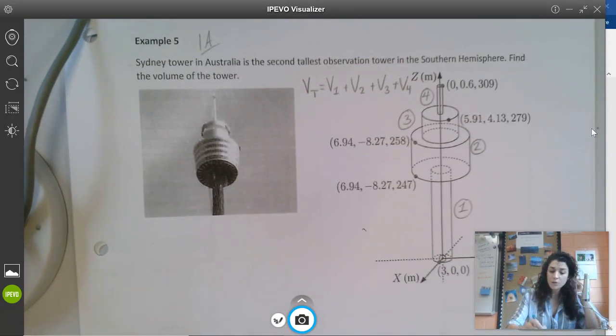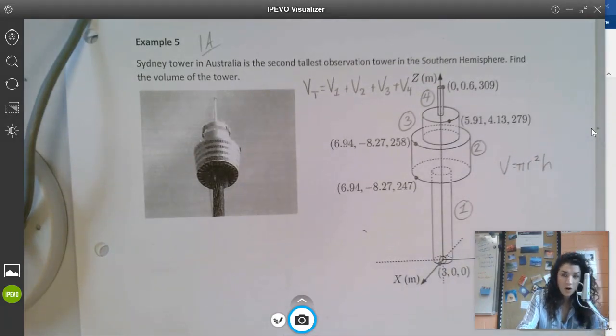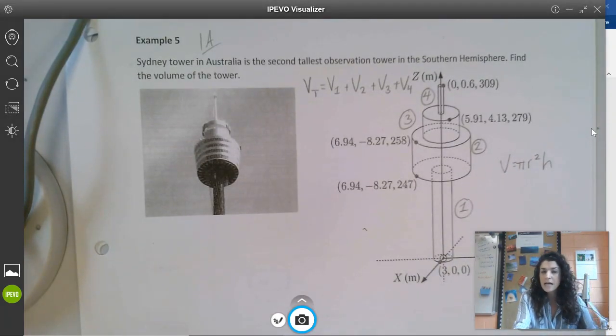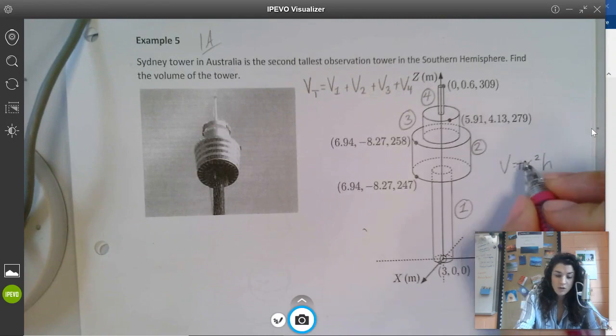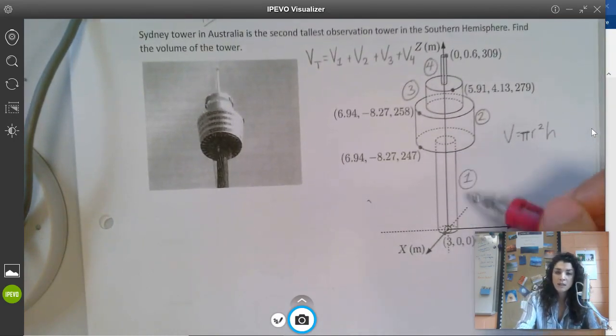Now, all of these volumes are going to be the volumes of a cylinder because they're all just different sized cylinders. And it's pi r squared h. That's your volume formula for a cylinder. So for all of these, I need to have a radius and I need to have the height. Okay, let's start off with cylinder number 1.